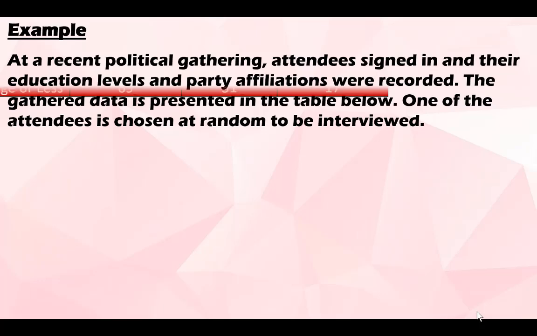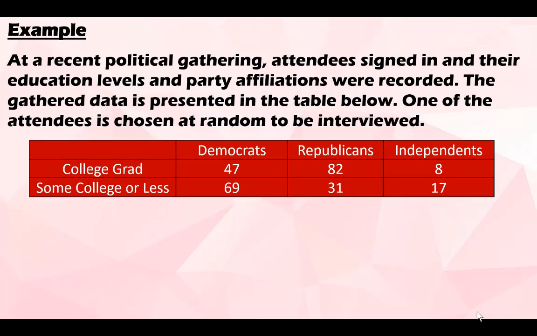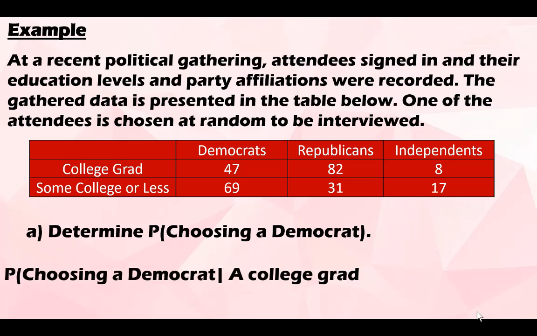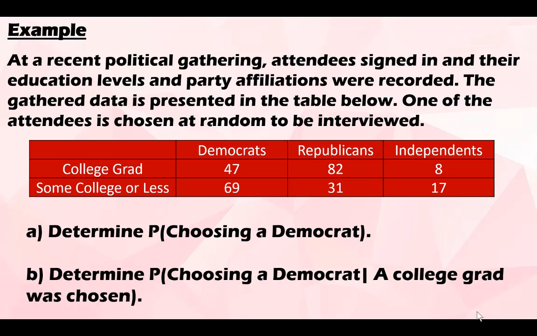So let's take a look at this table. We can see we have college grads and people with some college or less. And then we have Democrats, Republicans, and Independents. The questions that we want to answer here are, first, what is the probability of choosing a Democrat? And second, what is the probability of choosing a Democrat given that a college grad was chosen?